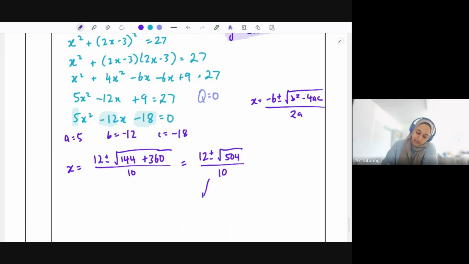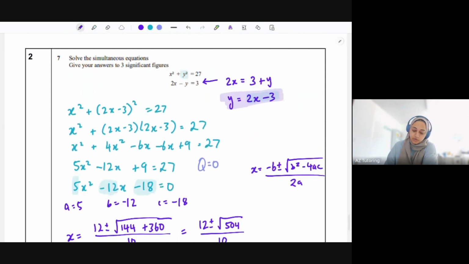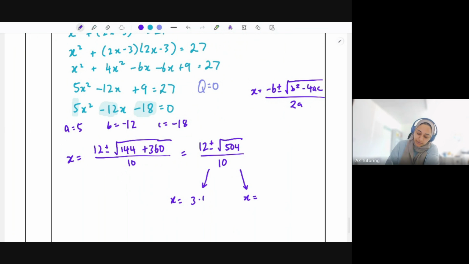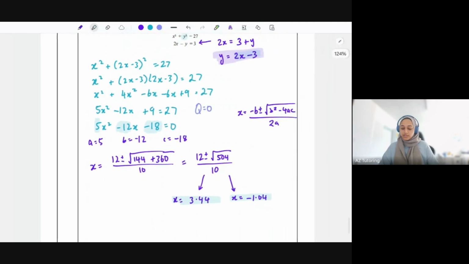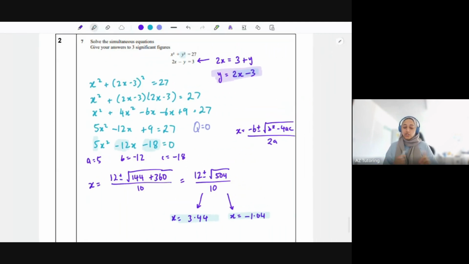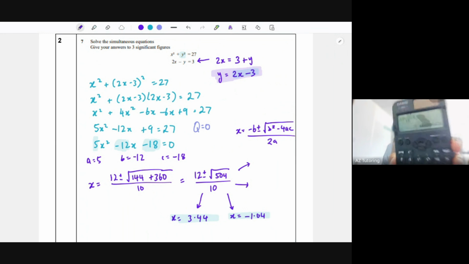Working that out, I get my 2 x values as, to 3 significant figures as well, 3.44 and minus 1.04. Now, one thing I just want to note here, which I should have really done, but just in essence of time, you should have your actual long answers for x ready. So what I mean by that is, I'll just work it out here. If I've got 12 plus the square root of 504 over 10, I get this long number here. Probably can't see that because the camera's quite blurry.